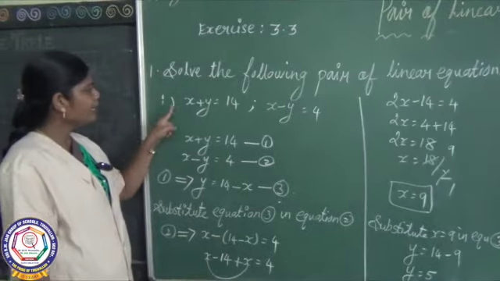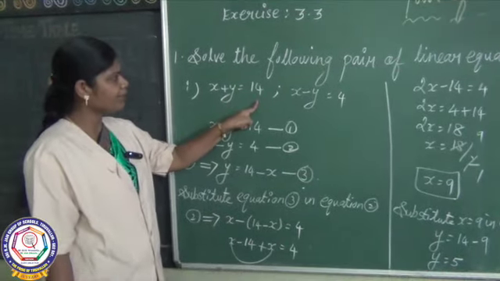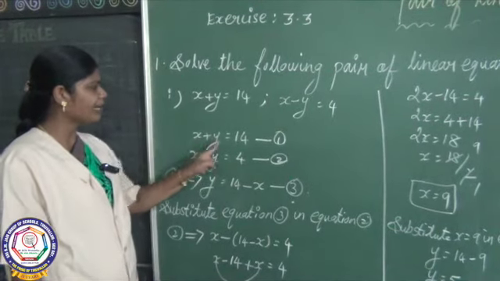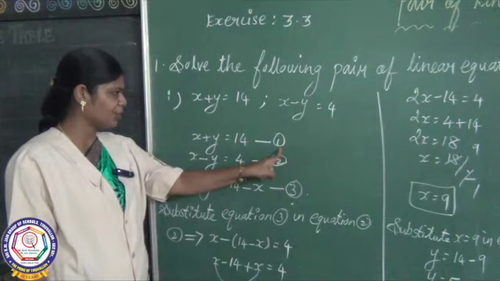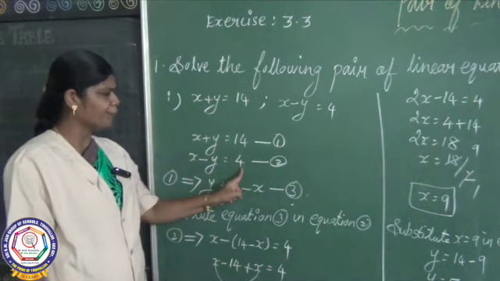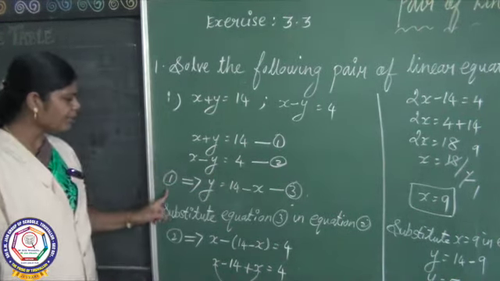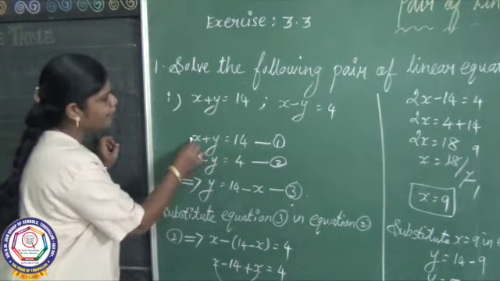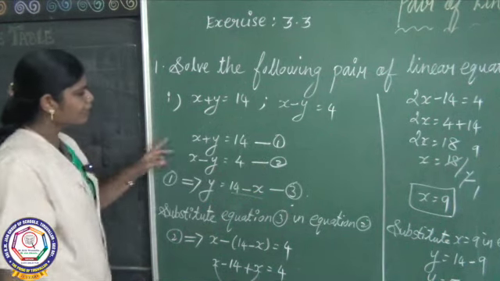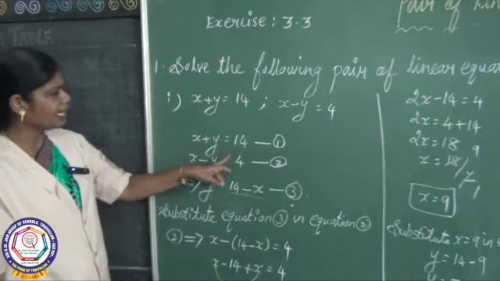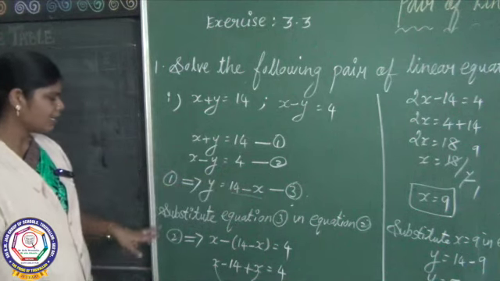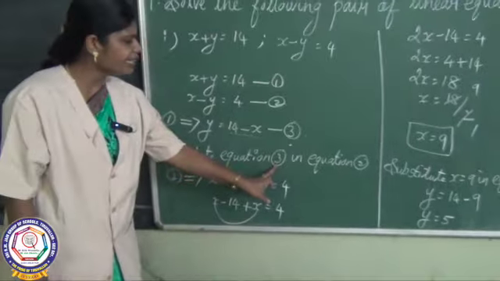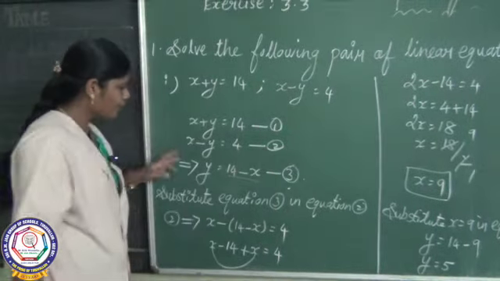Look at the first one. x plus y equal to 14, x minus y equal to 4. Let us consider x plus y equal to 14 as the first equation. x minus y equal to 4 is the second equation. The first equation implies y equal to 14 minus x. The plus x will change to the other side as minus x. This is the third equation.